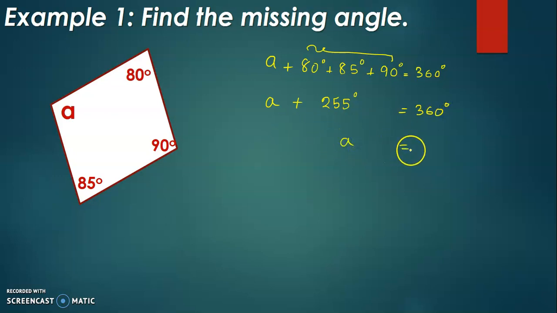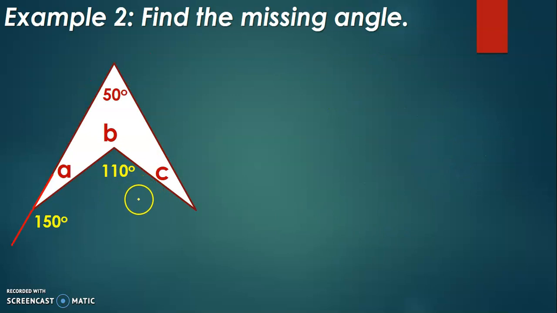And the thing I'm going to do over here is called an inverse operation, just doing the opposite on the other side of the equation. So A would be equal to 360 minus 255, so that is 105 degrees.